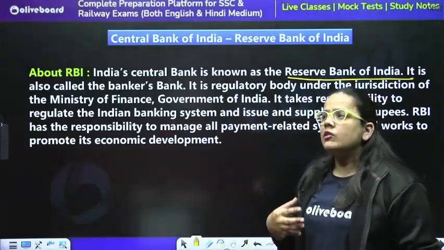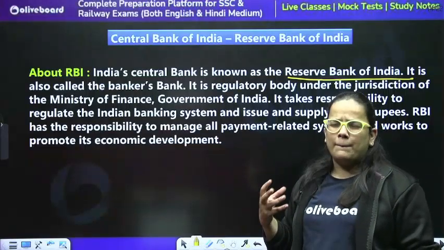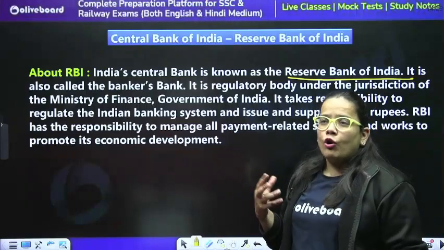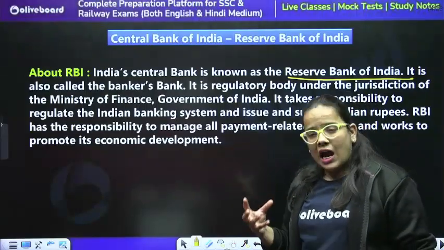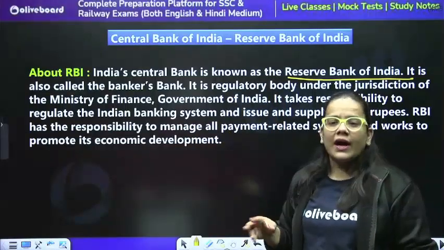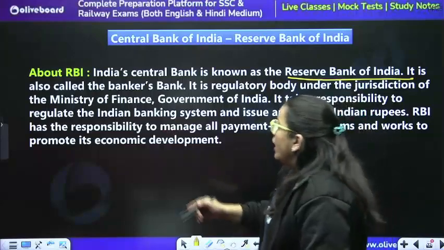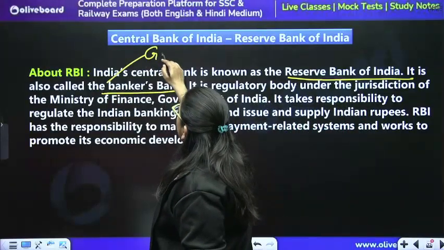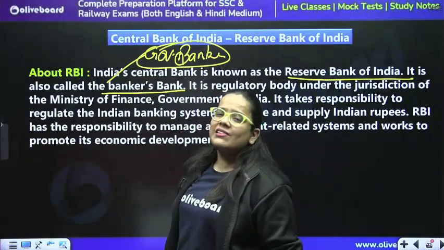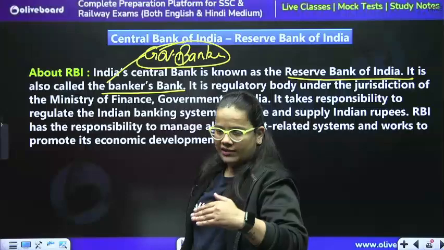Why? Because it is a bank for banks. If a particular scheduled commercial bank wants to borrow money, they cannot go to the public. Otherwise, they have to go to RBI, and RBI will provide the money. So that is why the RBI is termed the Bankers' Bank. Okay, it is also termed the Government's Bank, because this is the only bank which allows money borrowing to the central government.